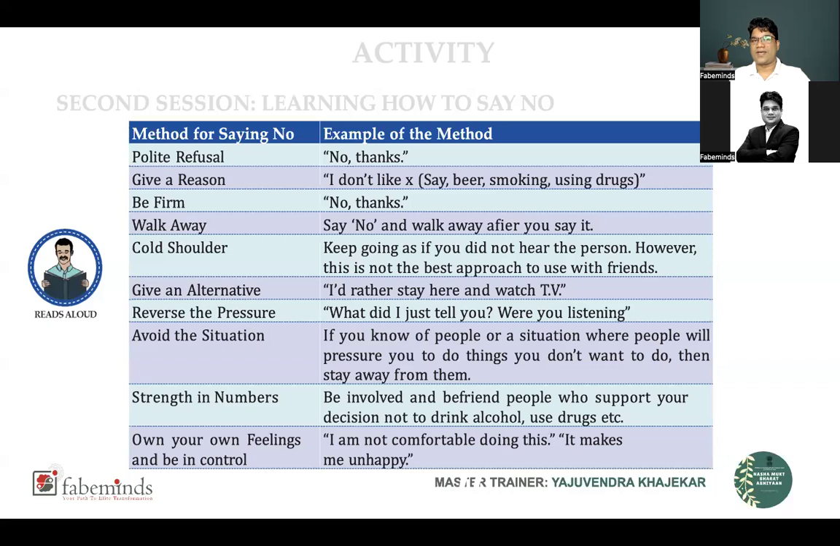Change the topic or change the place. Someone has written change the place. Change the topic. Okay. So if the topic is going, you just need to change the topic. And E stands for exit. You just need to walk out of that situation. That is what it is.